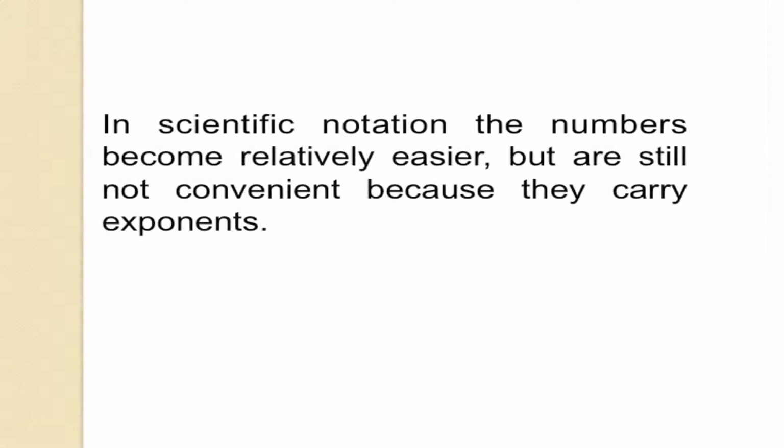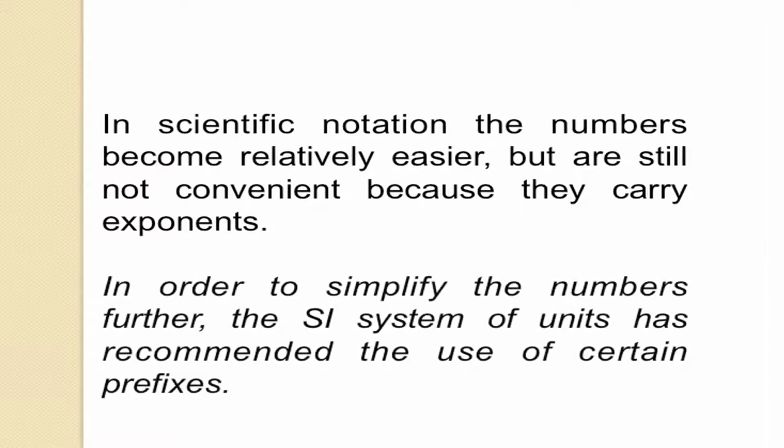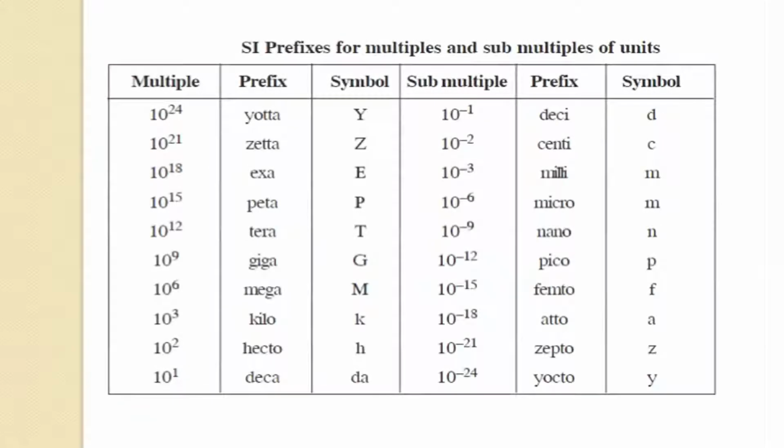In scientific notation, the numbers become relatively easier, but are still not convenient because they carry an exponent. In order to simplify the numbers further, the SI system of units has recommended the use of certain prefixes. On the screen, you can actually see certain prefixes, or SI prefixes. You are actually using kilo for 10 to the power 3. You are using giga for 10 to the power 9. You will be using mega for 10 to the power 6.